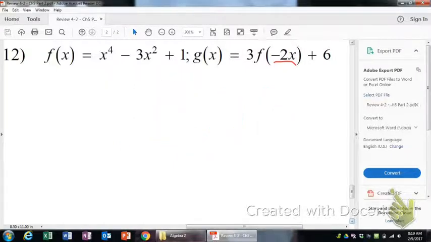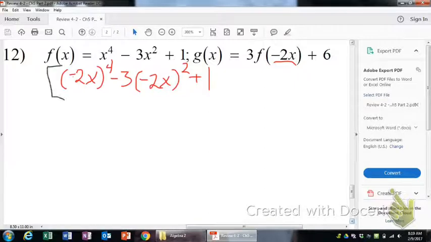Alright, so what that actually looks like. Every time I see x, I'm going to go ahead and plug in negative 2x. So I have negative 2x to the fourth minus 3, and then I'm going to plug in negative 2x squared plus 1. So that's for the x part. For the y part, it says multiply all of that by 3 and add 6. So I'm going to do this blue part last, but I'll go ahead and keep putting it there.